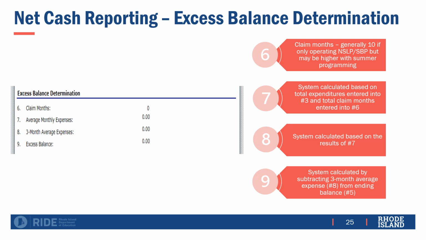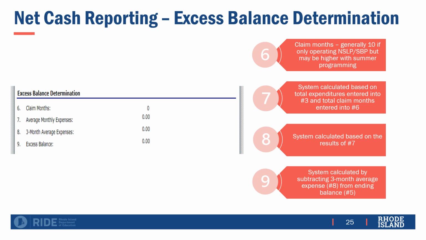Item number 7 is automatically calculated by the system and will display the SFA's average monthly expenditures, which is equal to the total expenditures entered into item number 3 divided by the operating months entered into item number 6. Item number 8 is also system calculated and will display the SFA's 3-month average expenditure by multiplying the value displayed in item number 7 by 3.